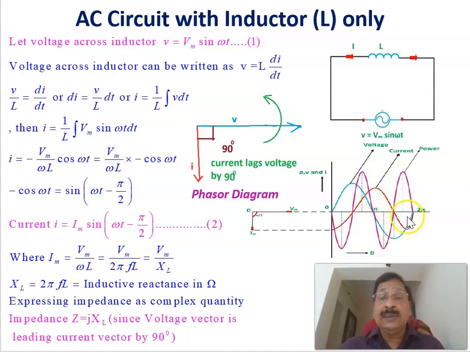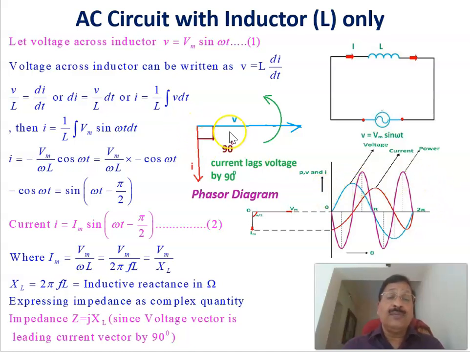From 3 pi by 2 to 2 pi, both current and voltage are negative, so the power is positive. Now we have the positive power and the negative power. During the positive power, energy is stored in the inductor, that is this area, and in this area the energy is released from the inductor. If you calculate the average area here, it becomes 0, so we can say that the average power consumed by the inductor is equal to 0.